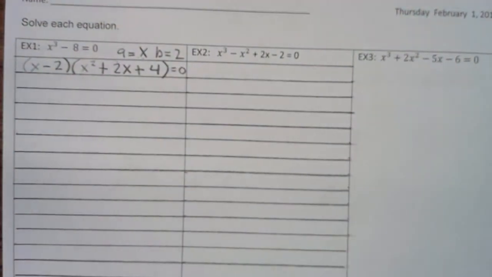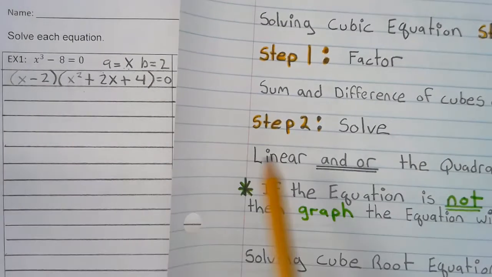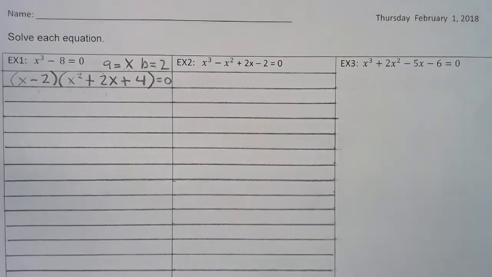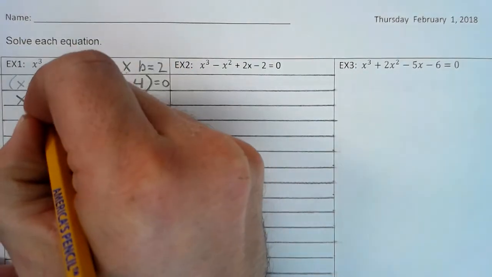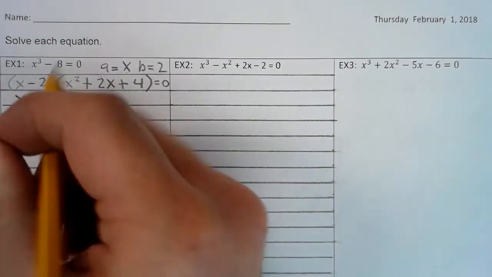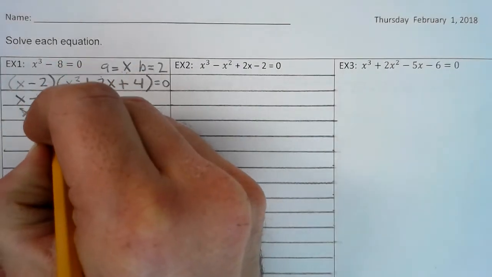So you might have seen it look kind of weird, the linear and quadratic. Well, that's linear, that's quadratic. So we're going to solve the linear portion and then the quadratic portion. Okay? So we said x minus 2 equals 0. So we add 2 to both sides, so x equals 2.